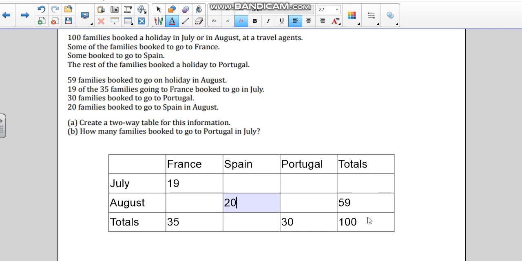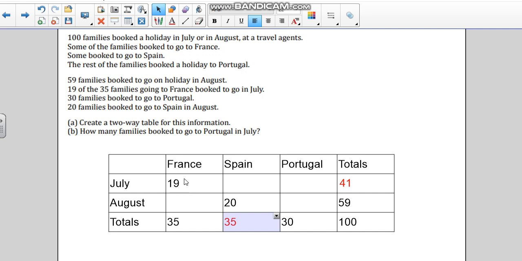So if we come to the totals column first, 59 booked in August, there was 100 in total, so we have to have this as 41. Okay, if we look at the bottom row, we've got 30 and 35, which is 65. Okay, which means if this is going to add up to 100, this one here has to be 35. Okay, let's just get that in there. There we go. So, what other gaps have I got? I can't work these out yet because I've got 2 missing bits of information, and I can't work these out because I've got 2 bits of missing information.